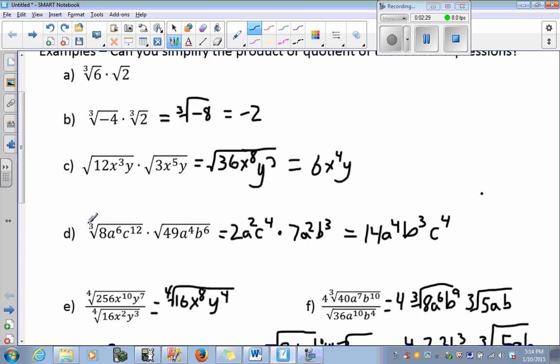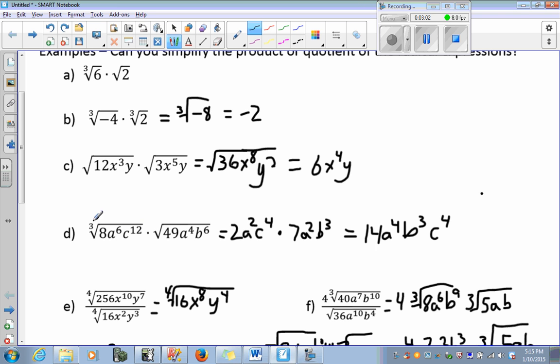D, we have the cubed root of 8a to the 6th c to the 12th times the square root of 49a to the 4th b to the 6th. Now, previously I told you you could not multiply them when they had different indexes, like I showed you up here in A. However, what we can do is break both of these down individually and then combine the answers afterwards.